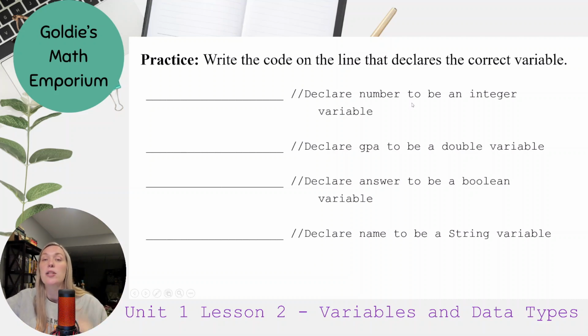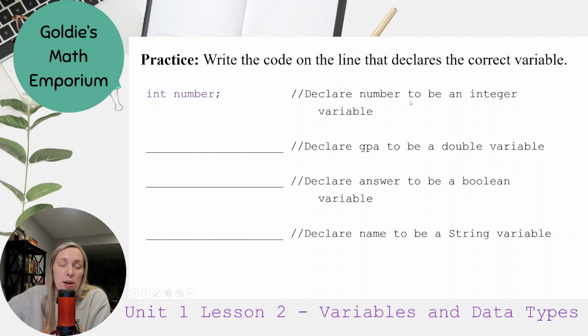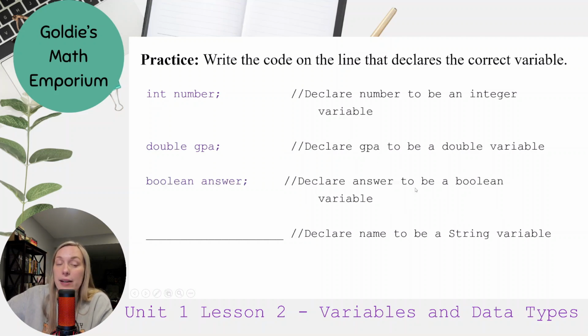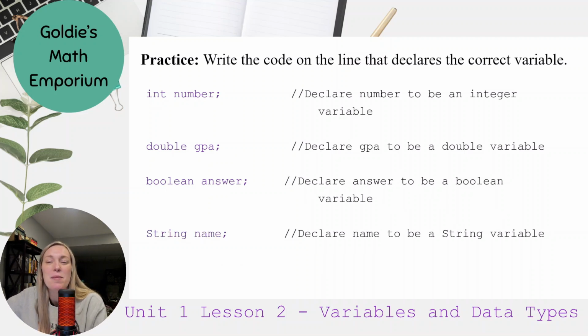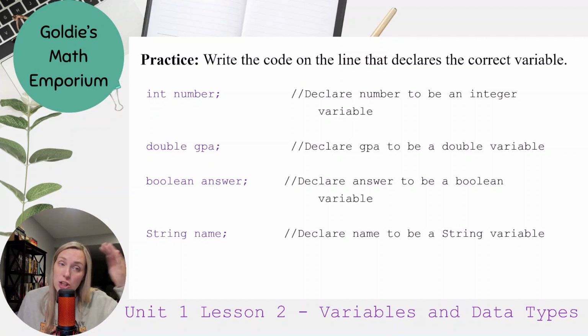So if I want to declare number to be an integer variable, I would write int number semicolon. Number is my identifier. Int is my data type. If I want to declare GPA to be a double variable, I would do double GPA. GPA is my identifier. Declare answer to be a Boolean, it would be boolean answer. And declare name to be a string, it would be String name. All of these are creating Tupperware containers to hold the data eventually. Eventually, we're going to put a number in that container. Eventually, we're going to put a GPA in that container. But right now, there's no data in it. We are just declaring space in memory and using an identifier to become associated with that space.